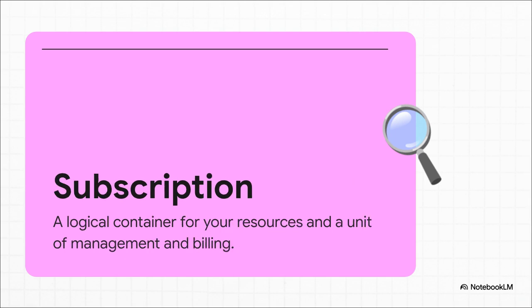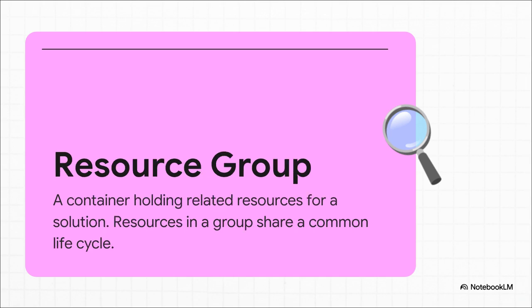This is where you set the big, broad rules, like company-wide security policies, that everything else underneath is going to inherit. Inside that big filing cabinet, you've got the drawers. These are your subscriptions. You'll probably use these to separate different environments, like development from production. They're a super critical boundary for billing and management, letting you set specific budgets and access controls for each project or team.